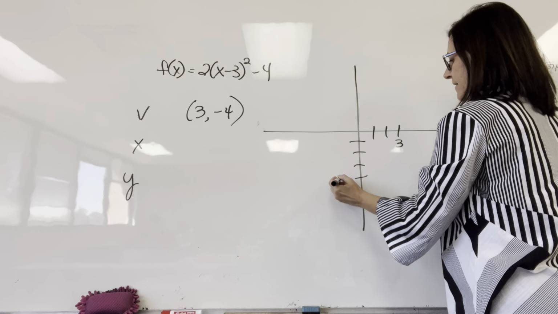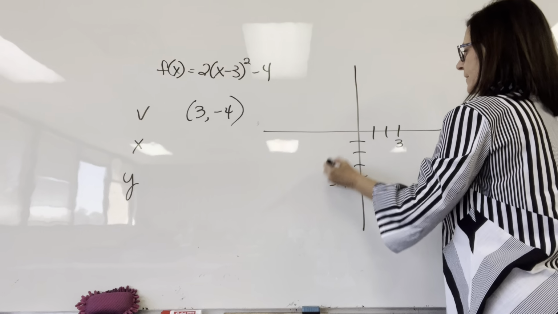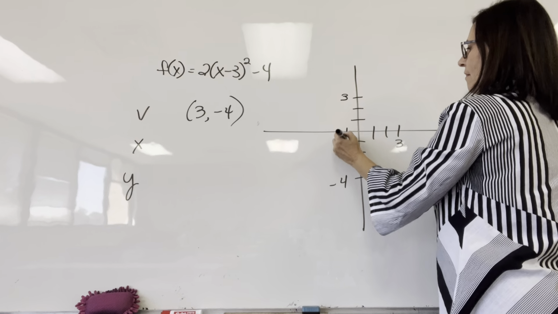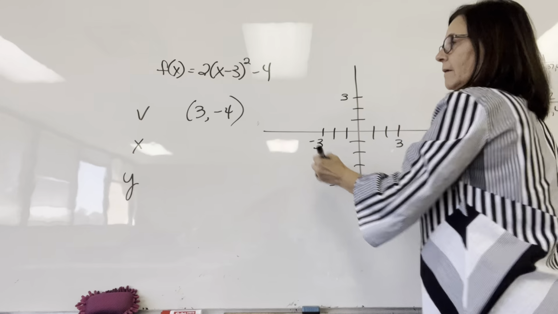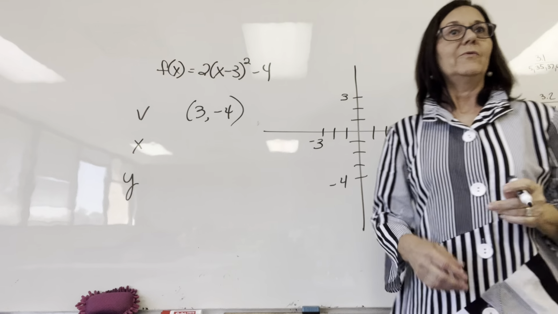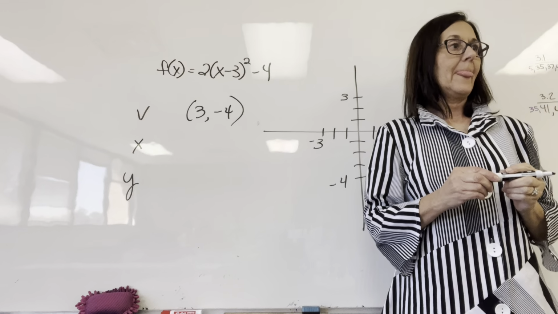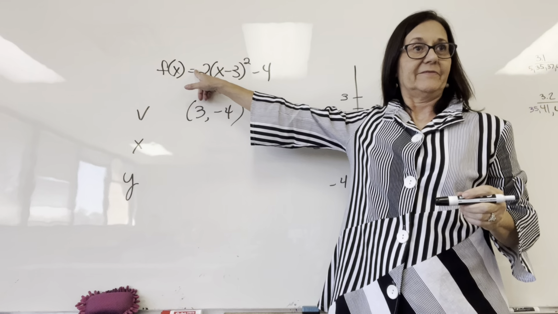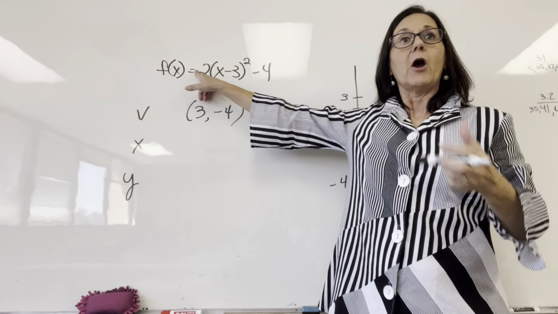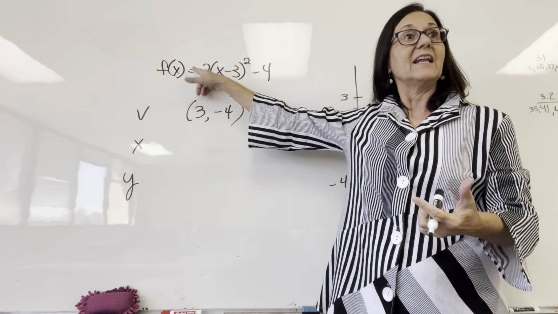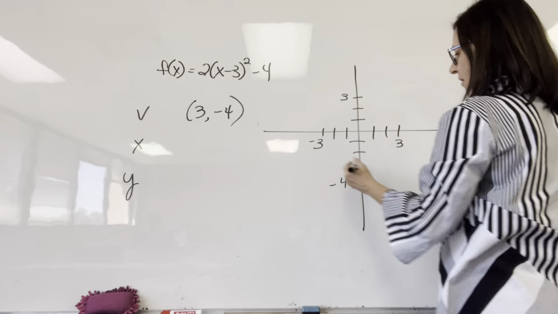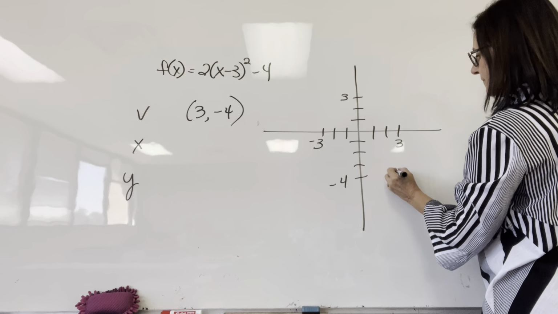So I haven't said this. How do I know if it opens up or down? Well, if the lead coefficient is negative, if this 2 is positive or negative. If it's positive, it opens up. If it's negative, it opens down. Got it? All right, so let's go ahead and graph that vertex.